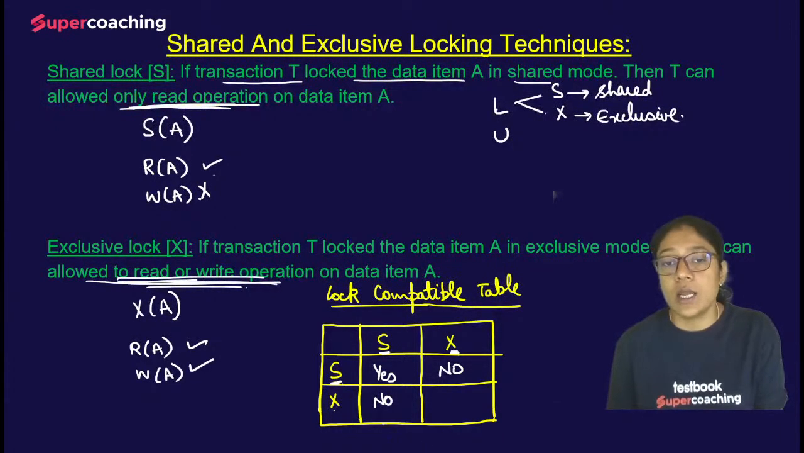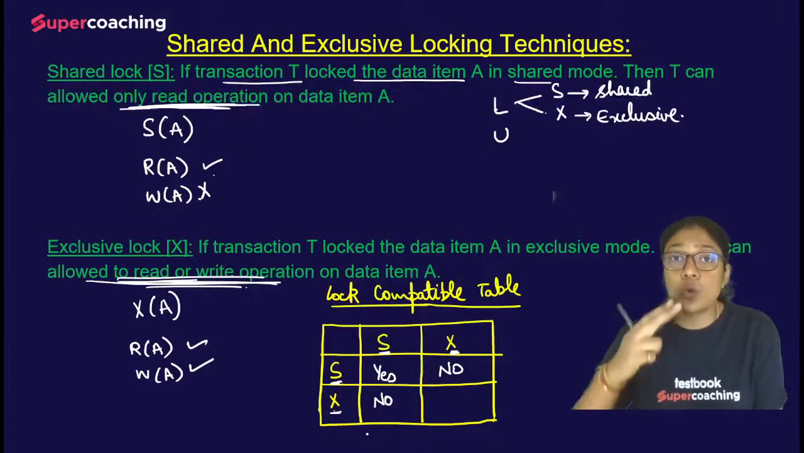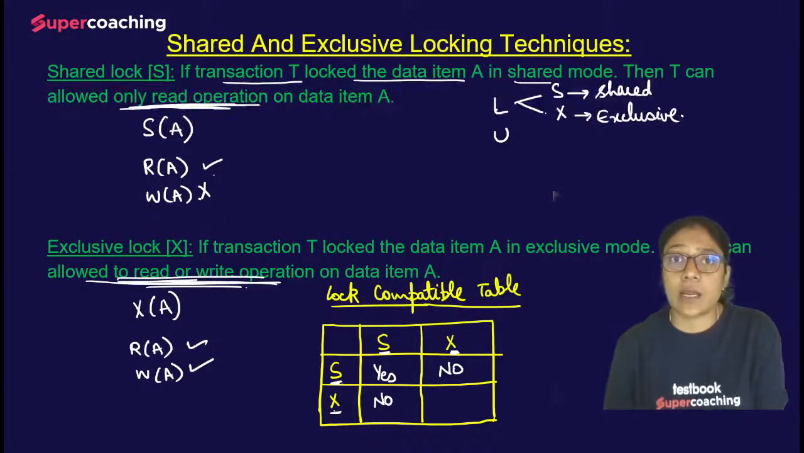Not compatible. Next scenario is exclusive lock, exclusive lock. That means two transactions want to update the database at the same time. Should it be allowed? In other terms, I'm asking whether the exclusive lock should be compatible with the exclusive lock.